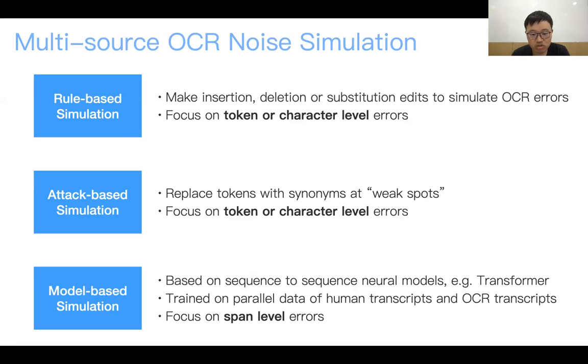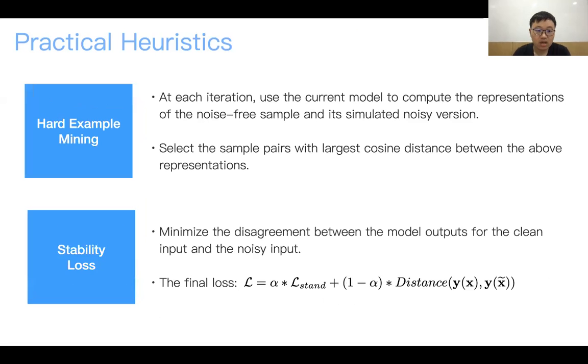Basically, we train sequence-to-sequence neural models on the parallel data of human transcription and OCR transcription. The model-based simulation focuses on the span level errors. Okay, so with the simulated data, we can train our model robustly.